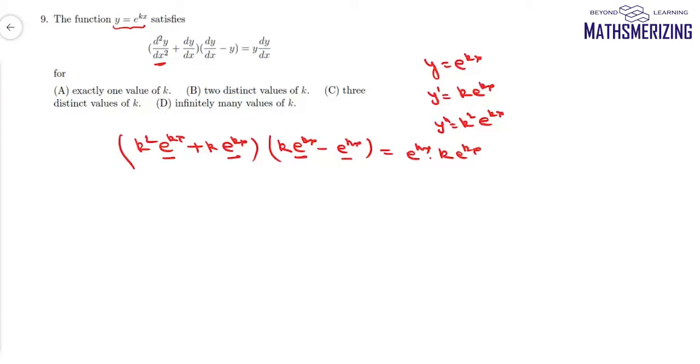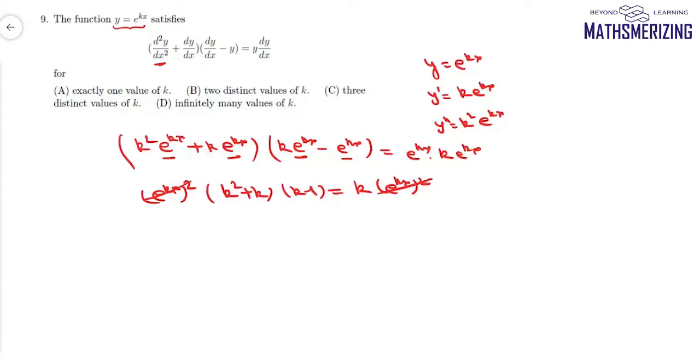So I'll cancel this e to the power kx square from left hand side and right hand side. So here I'll get k square plus k, and here I'll get k minus 1, and here will be k into e to the power kx whole square. So I'll cancel it. Now e to the power kx cannot be 0, so there is no root loss.